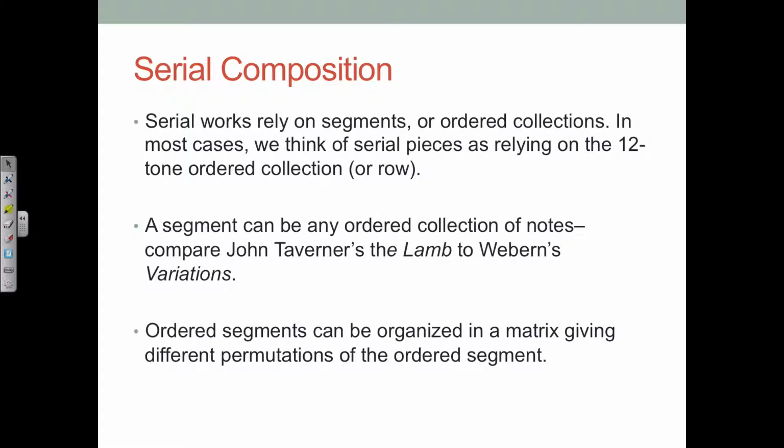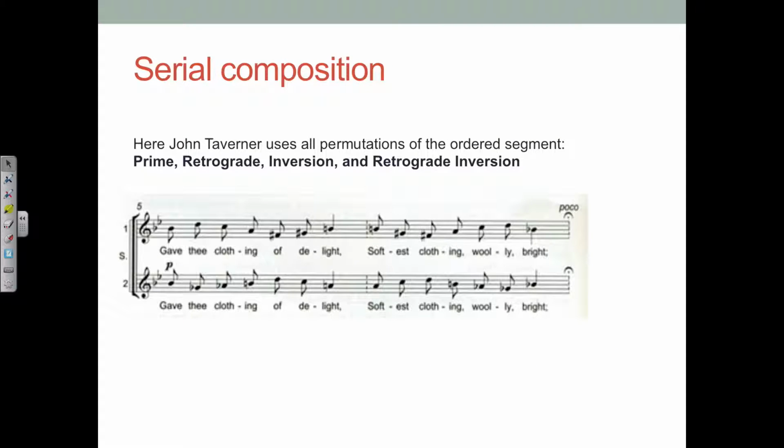dynamics, and even tempos. So going back to John Tavener's work, The Lamb, we can see that here he's using an ordered segment of 7 pitches to generate all of the other segments from that. In this case, we look at this melody here, Give Thee Clothing of Delight, and we see that this segment here, and he's put a little dotted bar line here, that this segment yields all of these other segments.